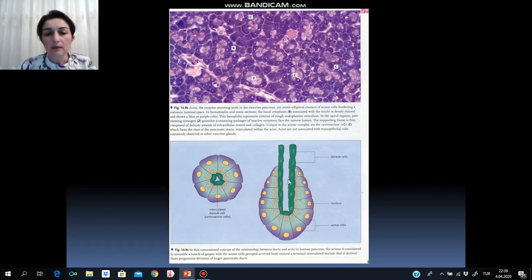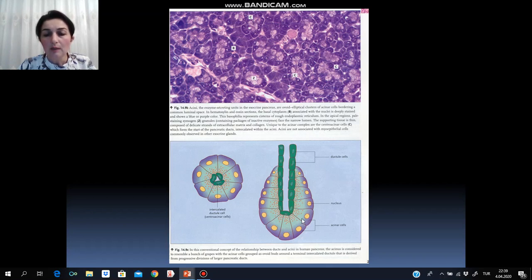And then here we can see centroacinar cells which have green color. Centroacinar cells are the beginning of the duct system, and it continues into the intercalated duct. The presence of centroacinar cells is a characteristic feature of the pancreas.